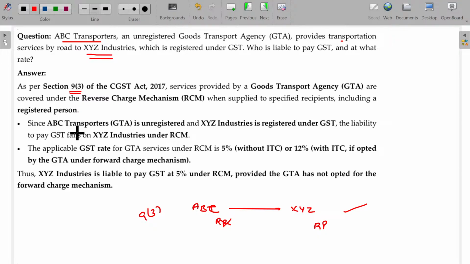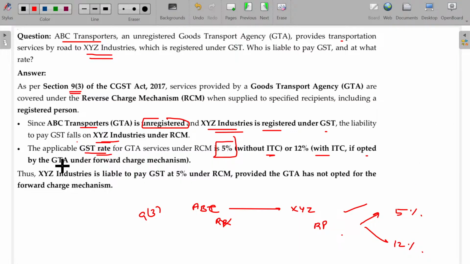Okay. ABC Transporter is unregistered, and XYZ Industries is registered under GST. The liability to pay the GST falls on XYZ Industries Limited. And the applicable GST rate is 5% without ITC. So he has the option to pay either 5% or 12%. Okay. If he pays only 5%, he will not get any ITC benefit. If he pays at the rate of 12%, he has the benefit to claim the ITC.